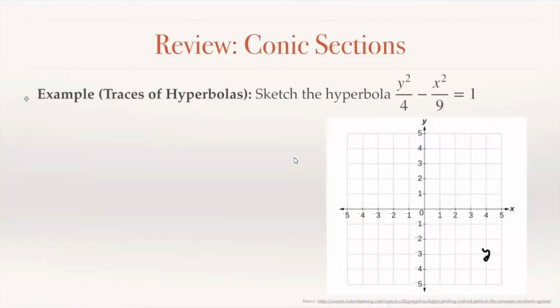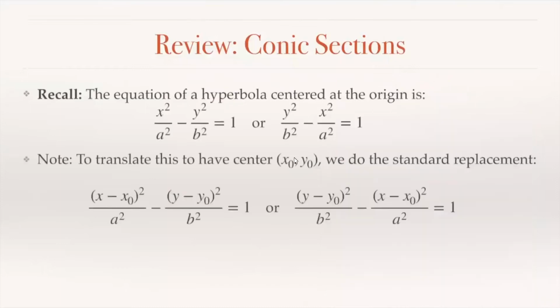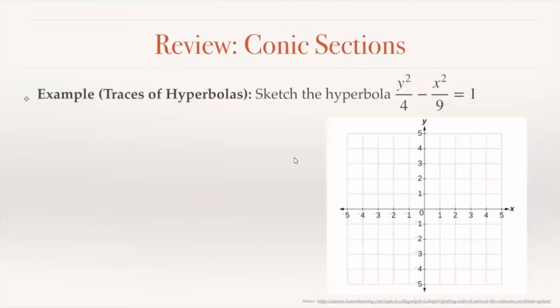So let's do an example. So y squared over 4 minus x squared over 9 is 1. And we'll do this with traces. And here traces mean that we can plug in x equals 0 or y equals 0.